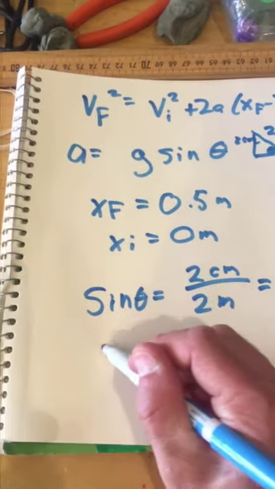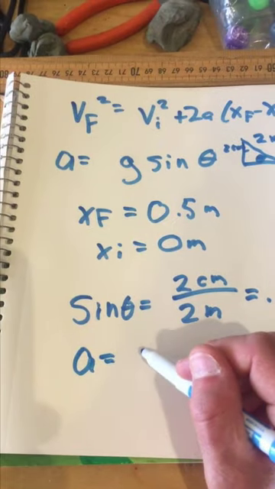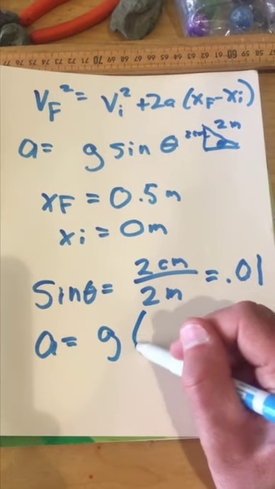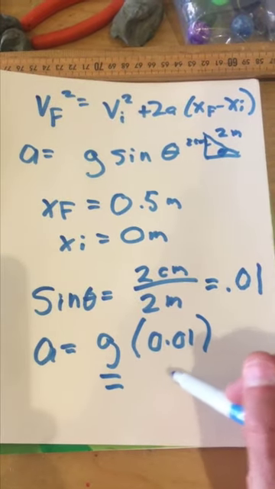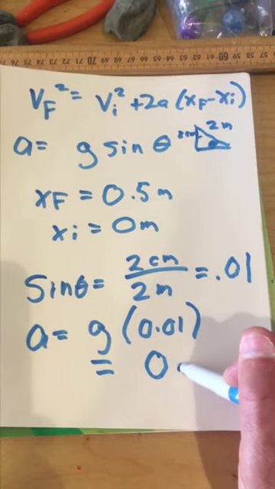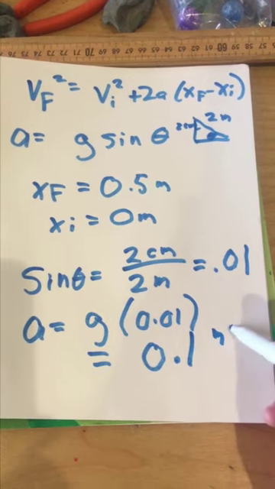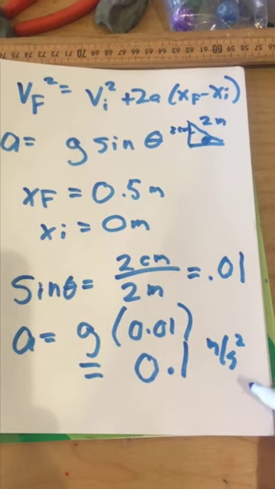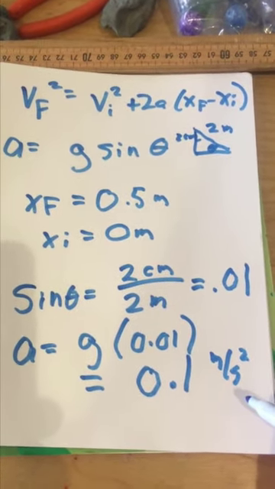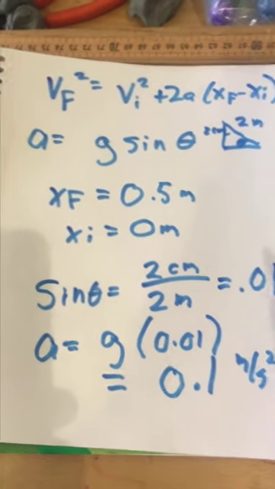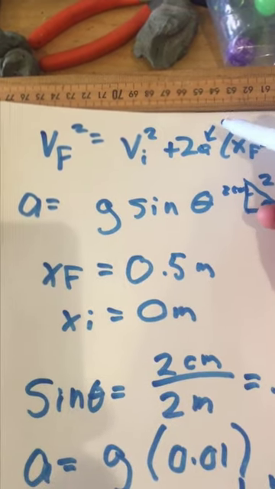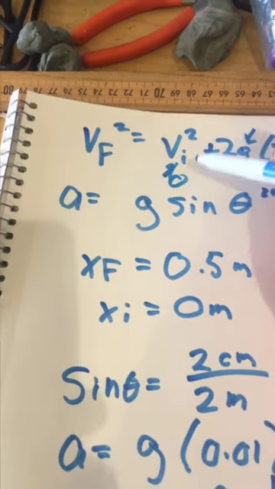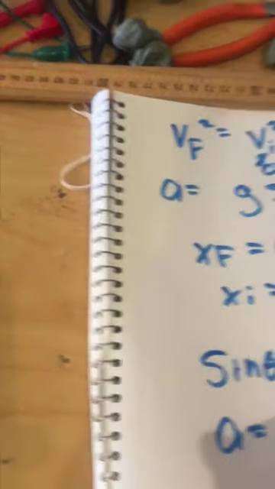So the acceleration is going to be equal to g times sine of theta, which is g times 0.01, which is equal to 0.1, because I'm going to take g to be 10 meters per second squared. So the acceleration of the object on the ramp is 0.1 meters per second squared. All right, so that's the acceleration. I can put in this a right there. And my initial velocity is 0, remember? So let's find my final velocity now.